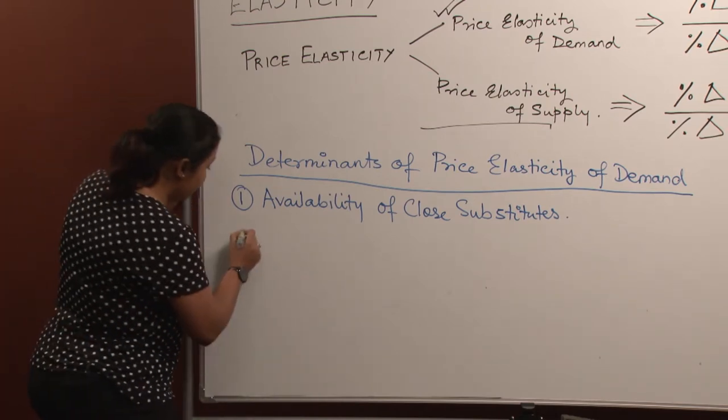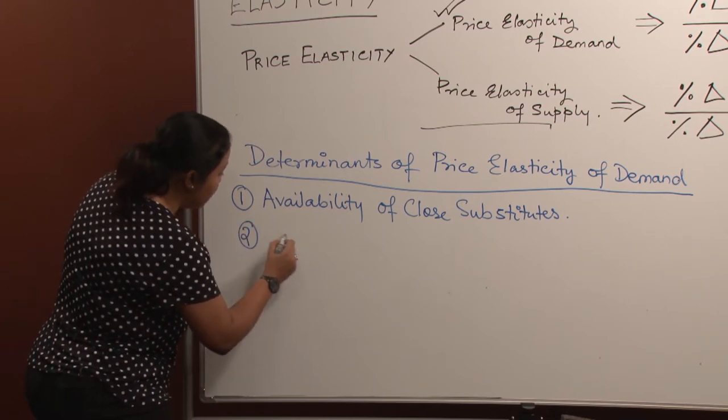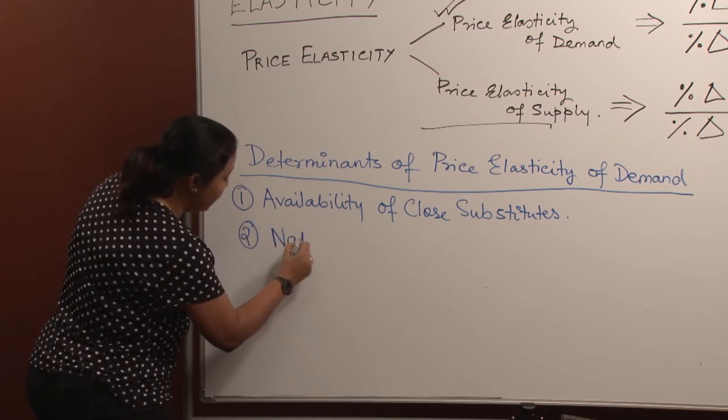The next one is the nature of the commodity.